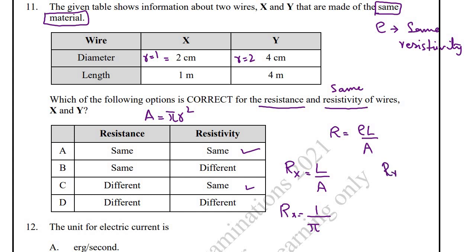Similarly, if we find Ry, it will be equal to L over A. Ry will be equal to, the length of Y here is 4, so we put 4 here, and area will be equal to pi r square. Here the radius is 2, so we write pi 2 square, and the result will be 4 pi. 4 and 4 will be cancelled, so resistance Ry is also 1 over pi. So the correct answer will be A, that both wires have the same resistance as well as the same resistivity.